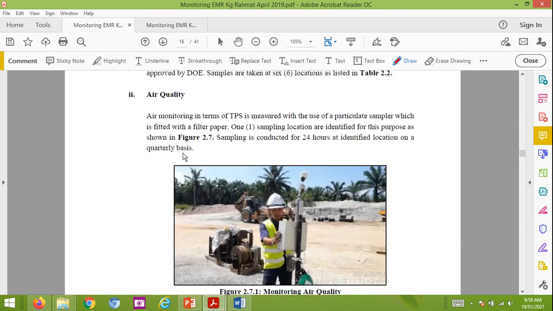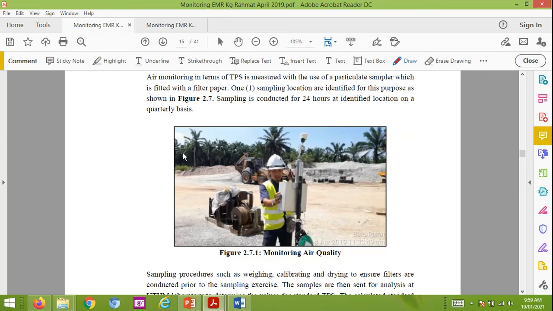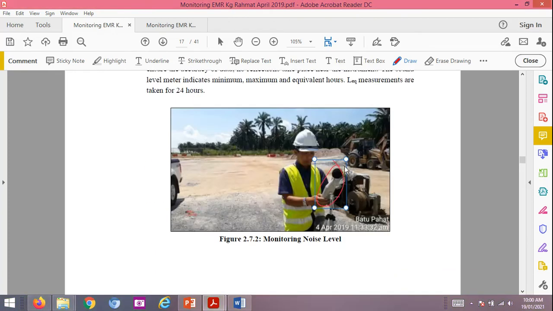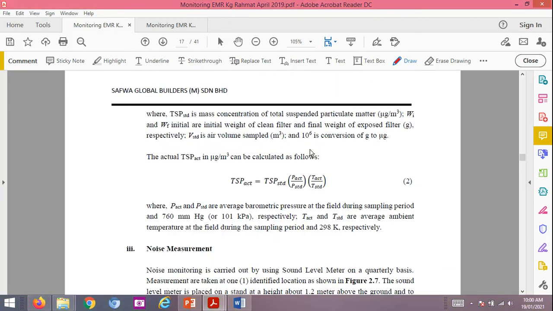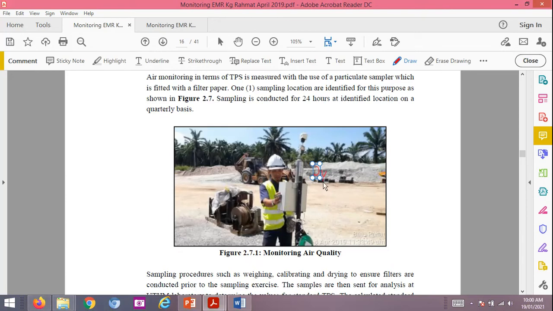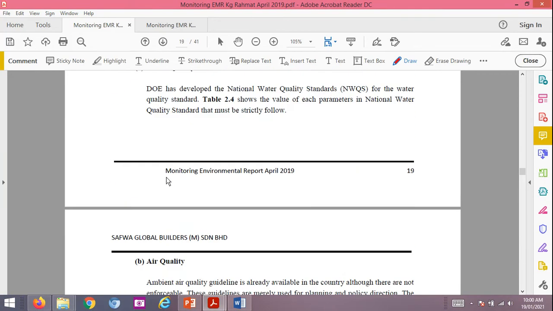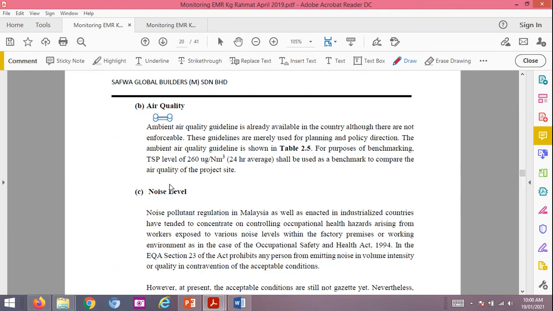Okay, so here is the instrument used for the air quality. Okay, and then this one is for noise. Okay, noise, all the 24 hours, we record for 24 hours. Okay, this is air quality, noise quality.